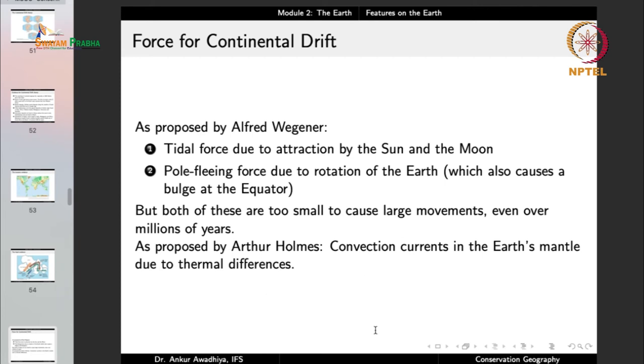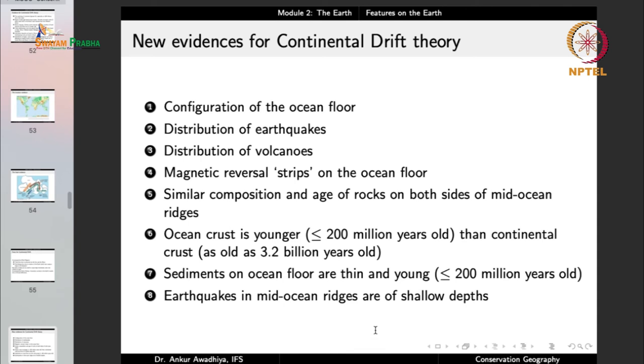Then later on, Arthur Holmes proposed that the convectional currents in the earth's mantle because of thermal differences could have resulted in the drift. But currently we have new evidences that have helped us to reconcile all of these facts. Now we know the configuration of the ocean floor, we know the distribution of earthquakes and volcanoes, we know the magnetic reversal strips on the ocean floor, similar composition and age of rocks on both sides of mid-ocean ridges.